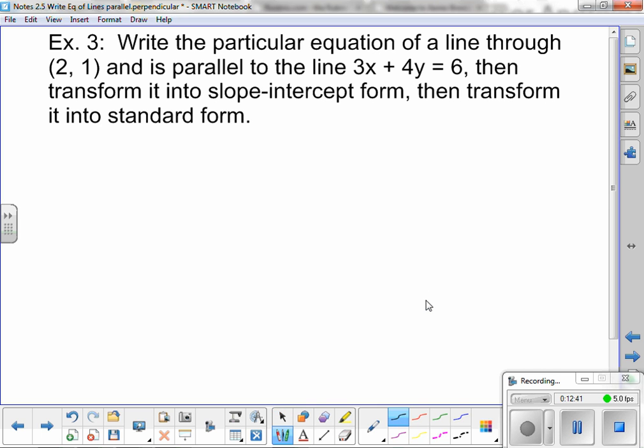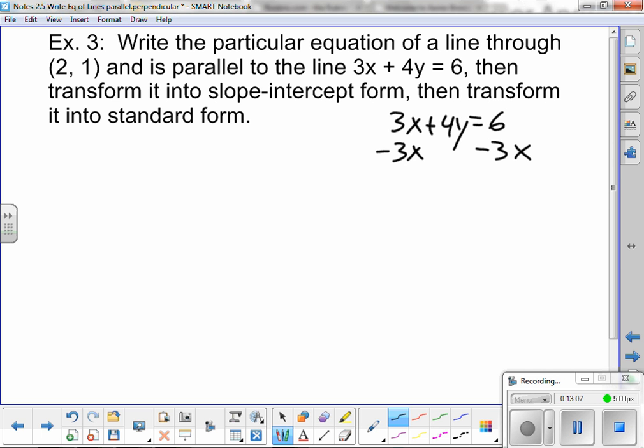If you memorized it, then it's supposed to be negative a over b is your actual slope when it's in standard form. But let's go ahead and work with this. So it's 3x plus 4y equals 6. So say you forget that. You don't remember if it was a over b or b over c or whatever that is. So let's say you're given it in standard form. If you want to find the slope of it, one way of doing it is to put it in slope intercept form.